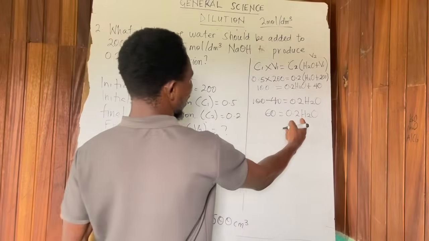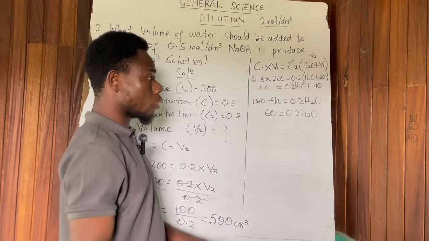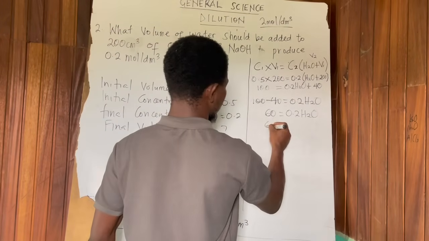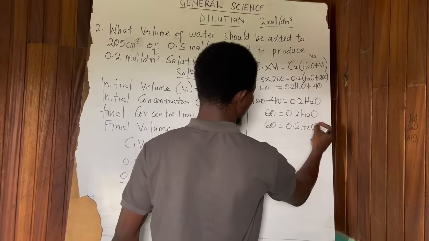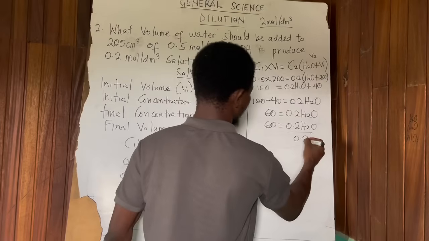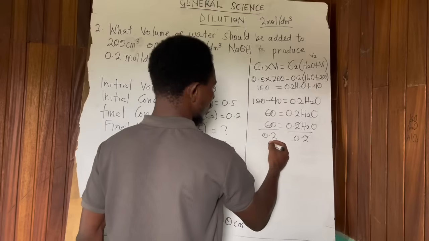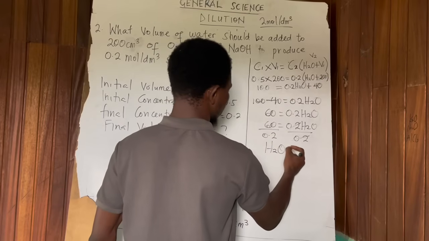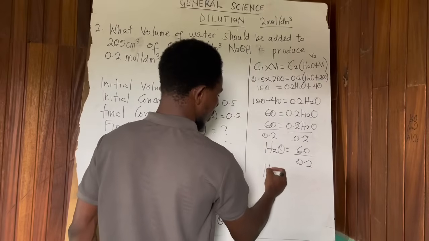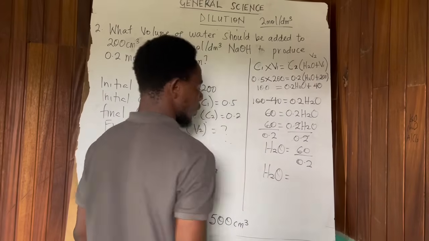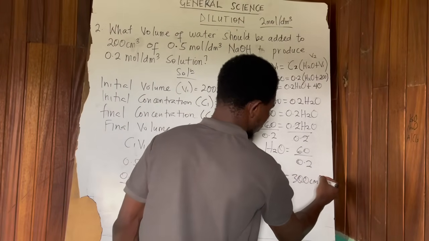Now we want to find our amount of water which was added, so we have to divide by 0.2. So 60 is equal to 0.2 H2O. We divide by 0.2. So our amount of water added is equal to 60 over 0.2, where we are going to get our amount of water which was added as 300 centimeters cubed.